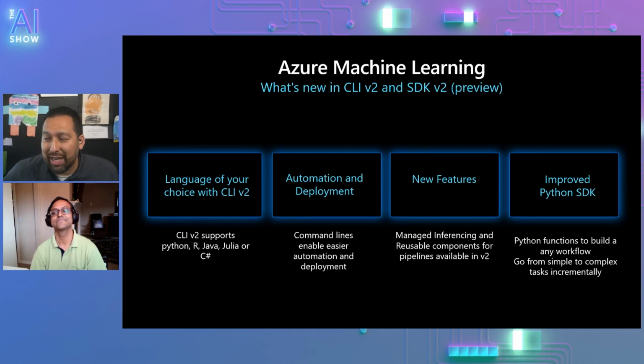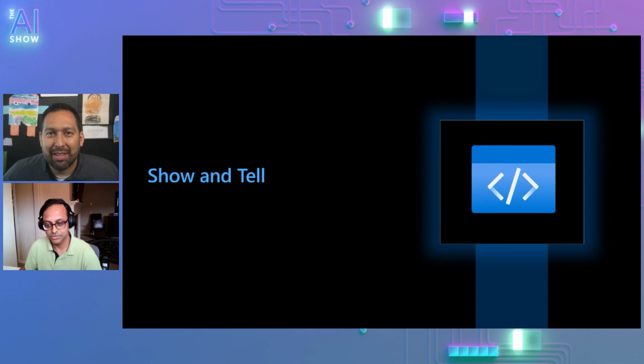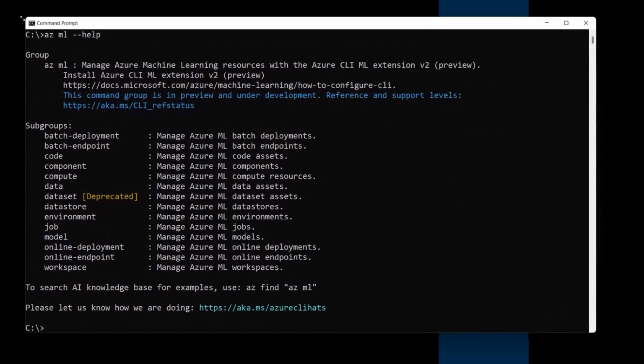So this is amazing. Can you show us? I'd love to see some of the new things in there. Of course. So let's do some show and tell. To start with, let's look at the command line. All right, so here's what AZML, or the new CLI, shows. This shows us the list of commands, what we could do with AZML, AZML --help.